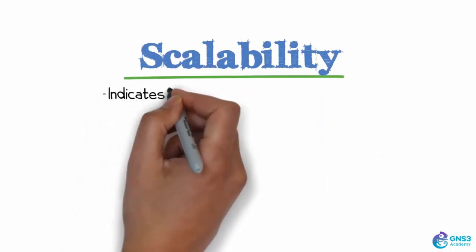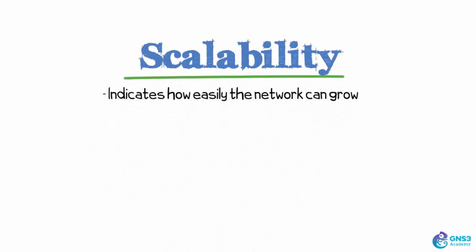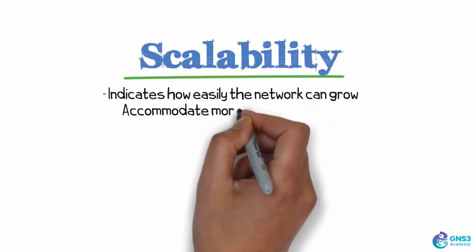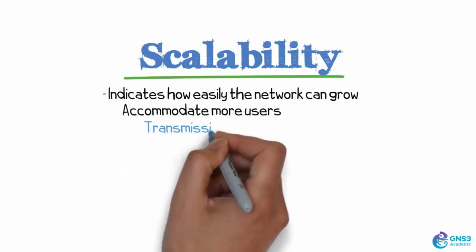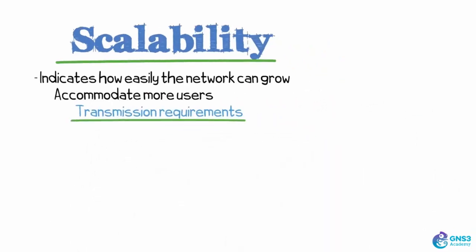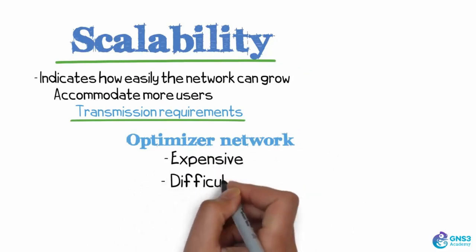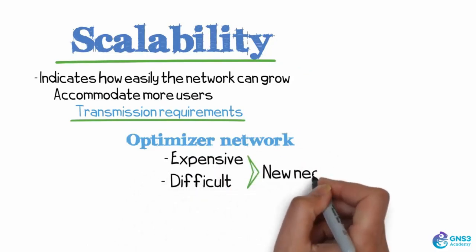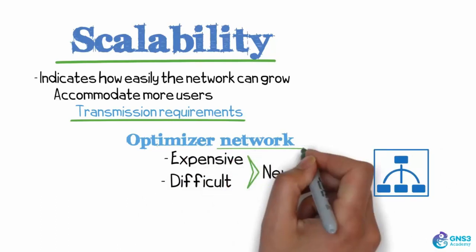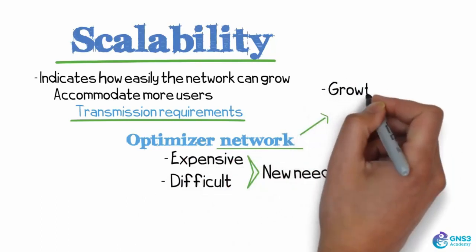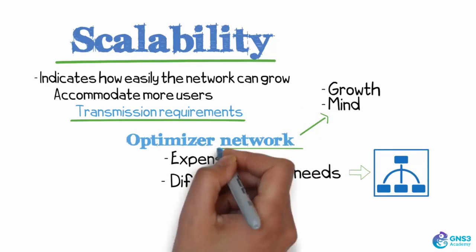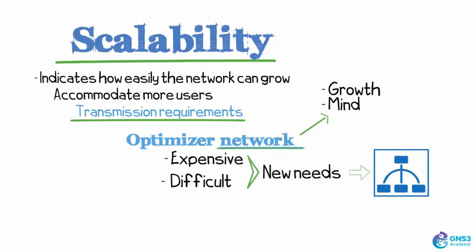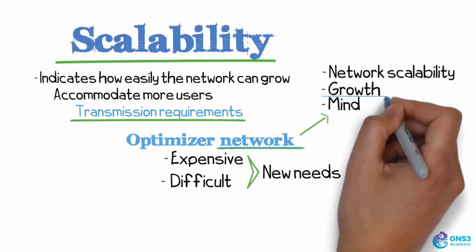The next term to understand is scalability. Scalability indicates how easily the network can grow to accommodate more users and greater transmission requirements. If you design and optimize a network only for today's requirements, it can be very expensive and difficult to meet new needs as the network grows. Networks should be designed with growth in mind. Don't design a network and purchase network devices without considering network scalability and growth.